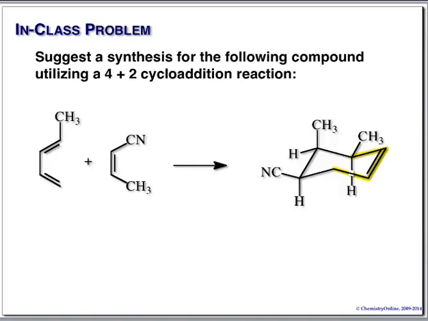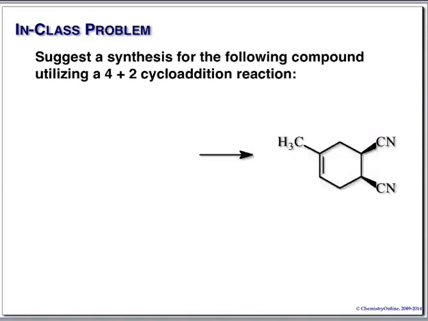Let's do one more, and then we'll quit. Again, this was another test question. Look across our ring, find our dienophile. The cyano groups are cis to each other. These are the two carbons of our diene. These are carbons 1 and 4. Methyl group here is on one of the other carbons. So it's on carbon 2, and it would look like that.